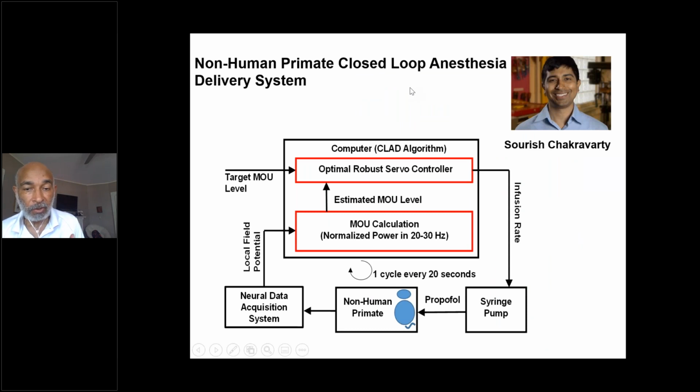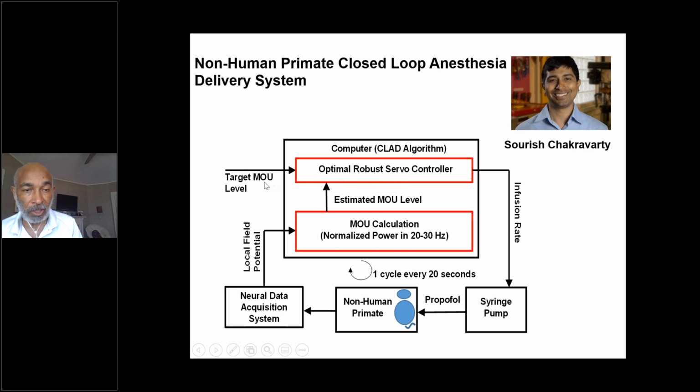Because the idea would be to eventually be able to use these systems to take care of patients. And for that, the FDA would like to see more testing in large animal models. And so we have the same paradigm set up in a non-human primate. And this is work which is done by one of my fellows, Suresh Chakrabarty. And we have the same idea.